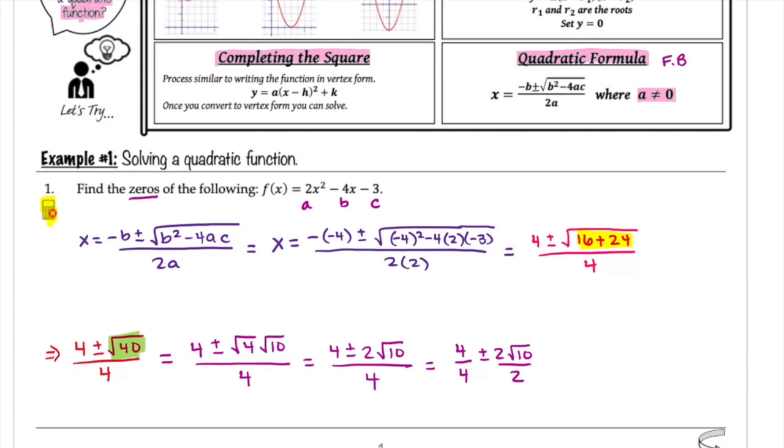Each of these pieces is going to be divided by that denominator 4, which gives us a simplified final answer of x equals 1 plus or minus rad 10 over 2, right? I actually made a mistake before. I had to go back. It was divided by 4, not divided by 2. So I'm simplifying 2 over 4, giving me a 1/2. And that rad 10 stays in the top. So this would be my final simplified version.